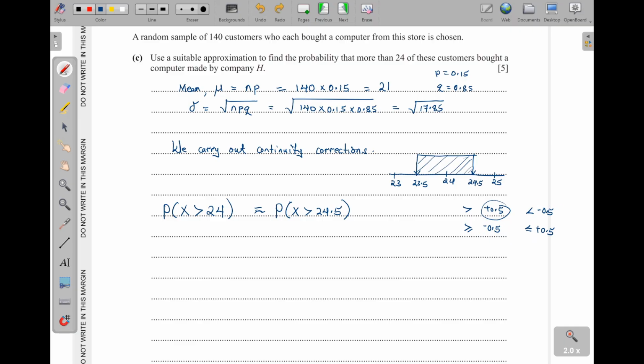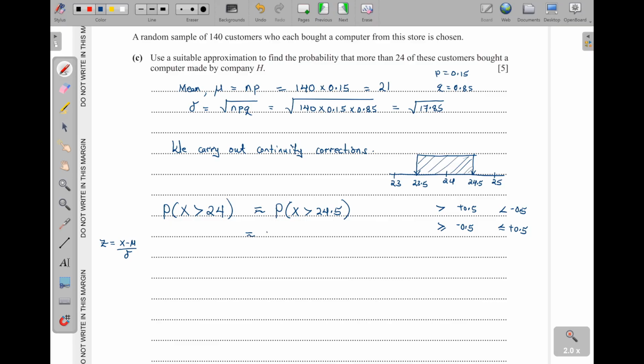As simple as that. And if you don't do these continuity corrections when you are approximating the binomial to the normal, they don't proceed to mark you. So they just end there. Now next, of course, we are supposed to standardize. When we are standardizing, z we know is equal to x minus mu, then over the standard deviation.